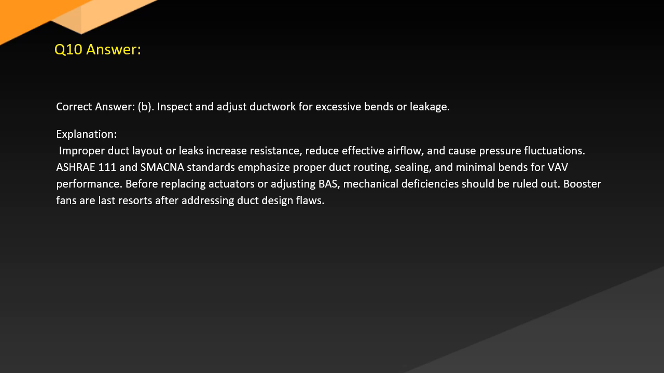Answer. Correct answer: B. Inspect and adjust ductwork for excessive bends or leakage. Explanation. Improper duct layout or leaks increase resistance, reduce effective airflow, and cause pressure fluctuations. ASHRAE 111 and SMACNA standards emphasize proper duct routing, sealing, and minimal bends for valve performance. Before replacing actuators or adjusting BAS, mechanical deficiencies should be ruled out. Booster fans are last resorts after addressing duct design flaws.